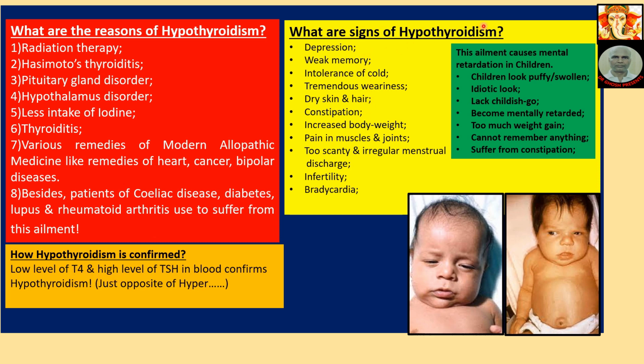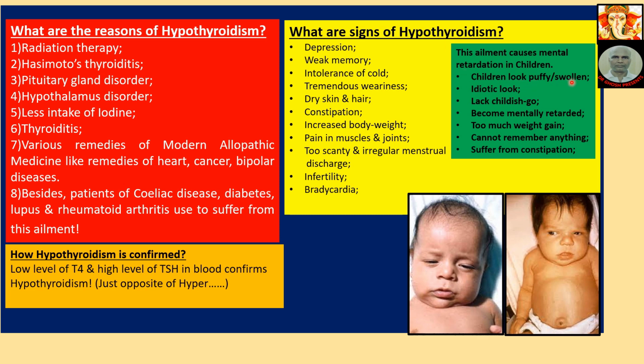Now, what are the signs of hypothyroidism? Depression, weak memory, intolerance of cold, tremendous weariness, dry skin, hair, constipation, increased body weight, pain in muscles, joints, too scanty or irregular menstrual discharge, infertility, bradycardia. Bradycardia is lowering of heart rate. This ailment, hypothyroidism, causes mental retardation in children. Hypothyroidism is far, far graver compared to hyperthyroidism.